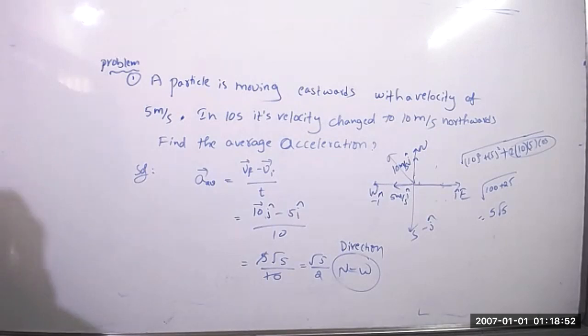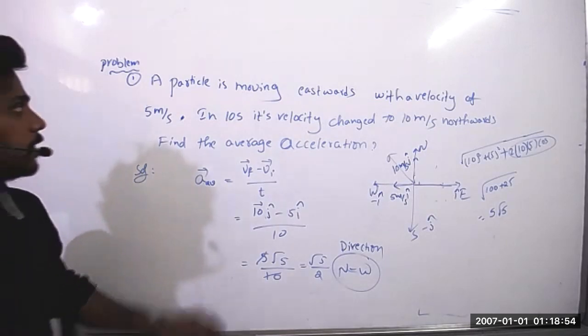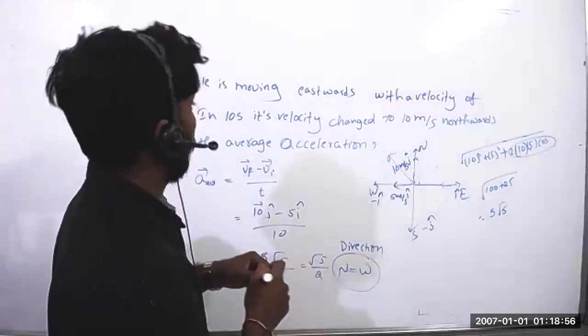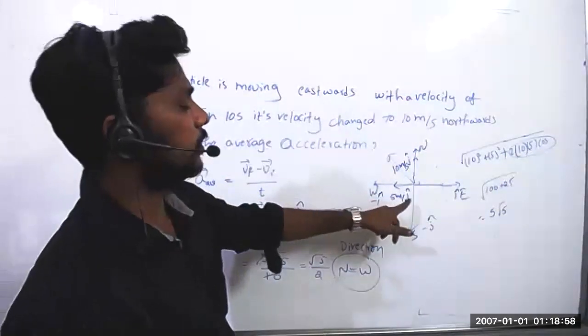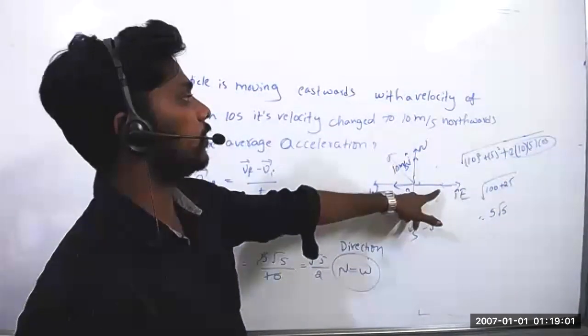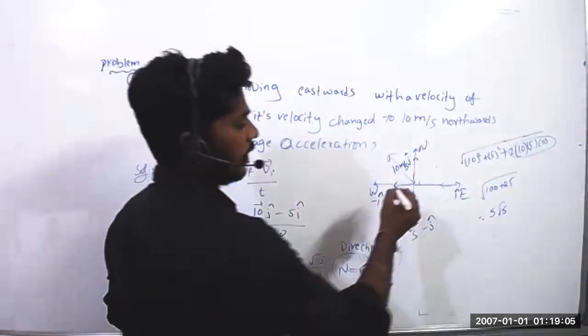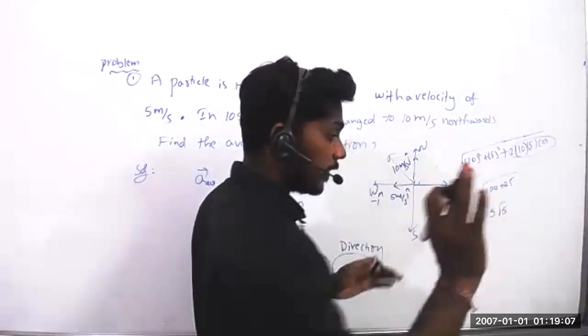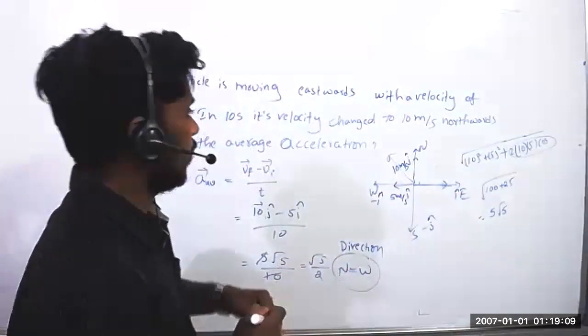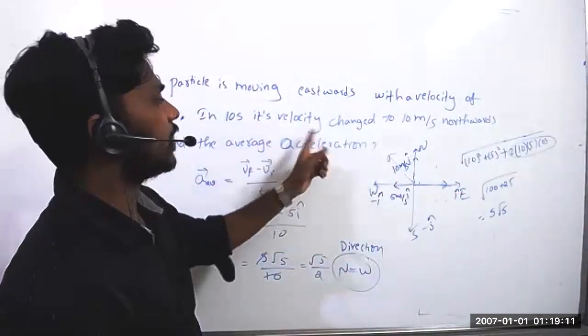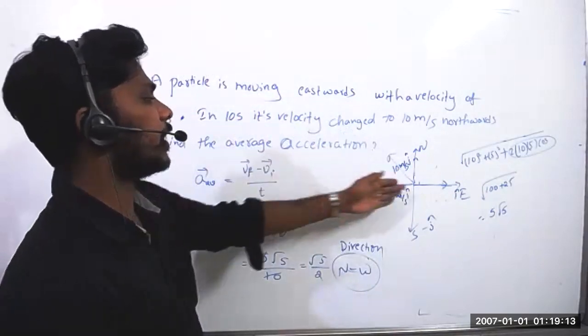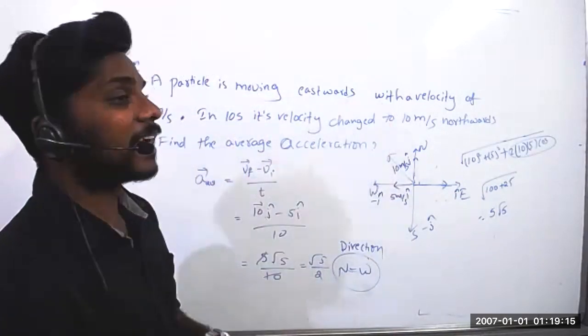Excuse me, sir, could you explain once more? Yeah, once more. Let's see. Particle is moving eastwards. Take it is going eastward with velocity 5 meter per second. So first they have given it is going in the eastward direction only. Listen carefully. After 10 seconds the velocity changes to 10 meter per second northwards. But they are asking acceleration.